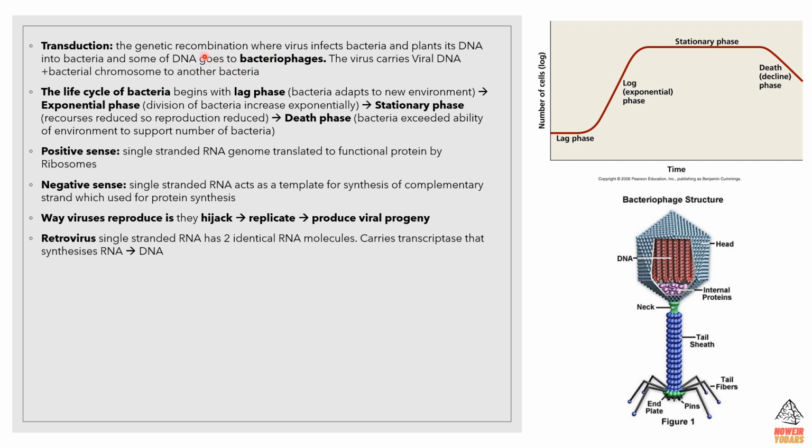Moving on, we have transduction. It's genetic recombination where a virus infects bacteria and plants its DNA into the bacteria, and some DNA goes to bacteriophages. The virus carries viral DNA and the bacterial chromosome to another bacteria. So I want you to imagine this with me. Let's say we have a bacteria, and then we have a virus that plants its DNA. The virus DNA recombines with the bacteria DNA, and then the virus comes again and takes both the DNA of the virus and the DNA of the bacteria, and then it goes to another one. This is where genetic recombination happens, a mix of viral DNA and bacterial chromosome.